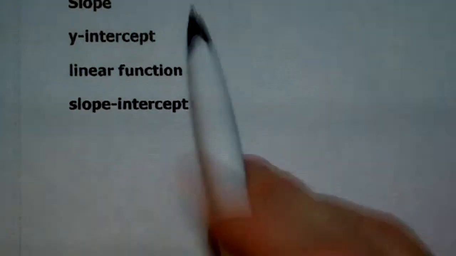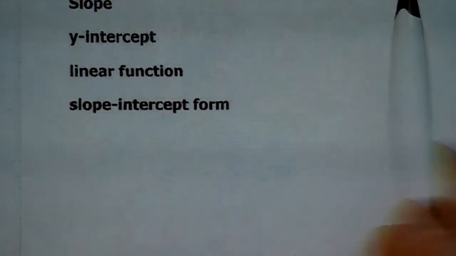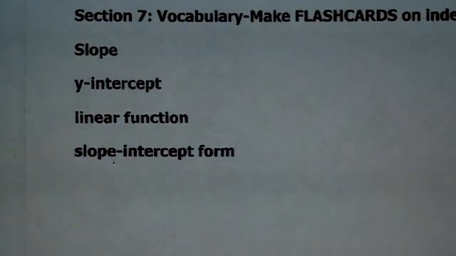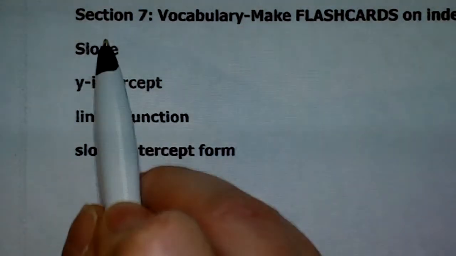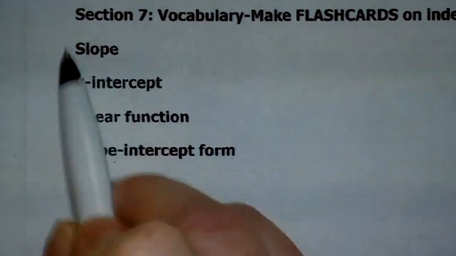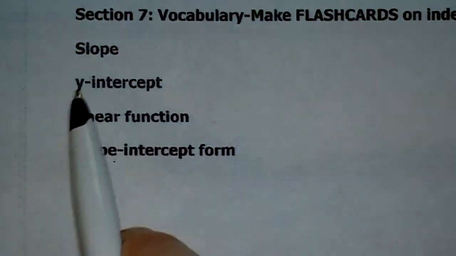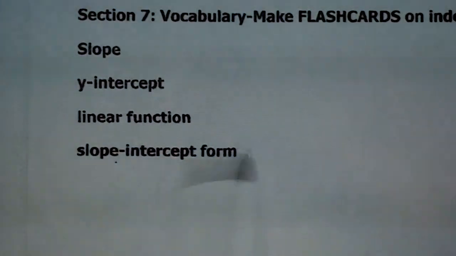Finally, this is your job to do. You need to make some flashcards on index cards for these 4 terms. Make sure you know what these mean, because I don't know on your retake if you're going to be lucky enough to have a matching section. You might just have to know these. So make yourself an index card for slope. Front side, write slope. Back side, write what it is. Make yourself an index card for y-intercept, linear function, and slope-intercept form. All 4 of those words are highlighted in the chapter in your book. So you need your math textbook. Know those 4.